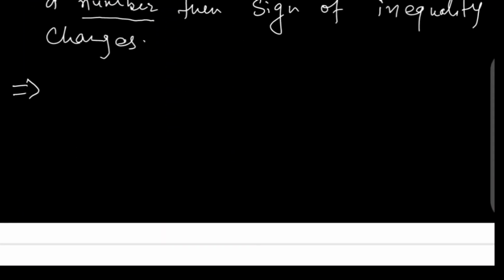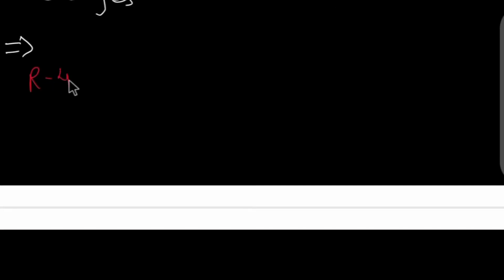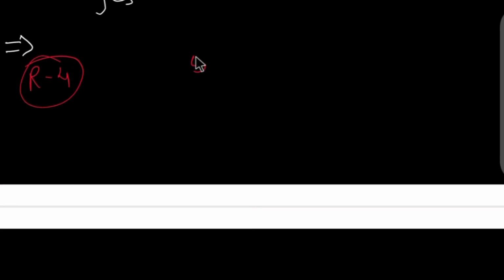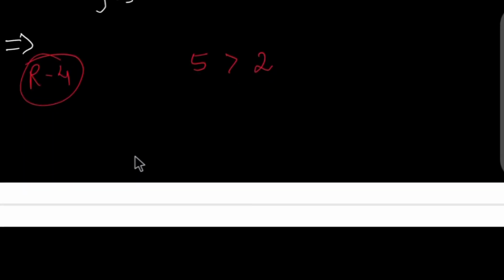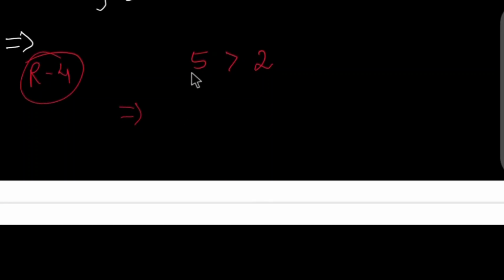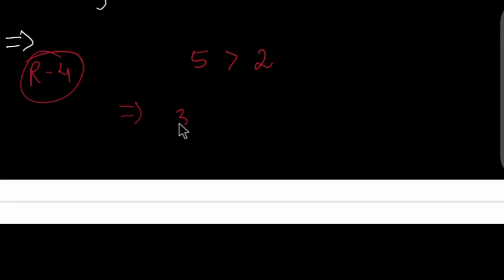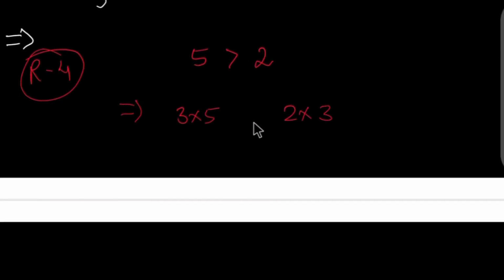Rule number 4 says when you are multiplying or dividing any number. So rule number 4, let's say 5 is greater than 2. If we multiply both sides by a positive number, let's say 3, so 3 into 5 and 2 into 3, both sides are multiplied by 3.